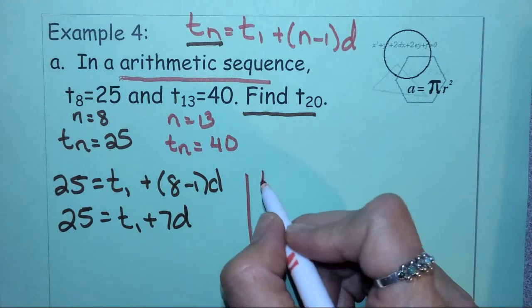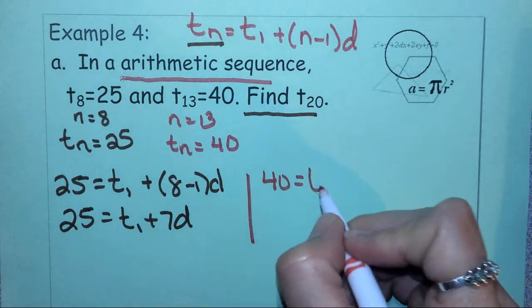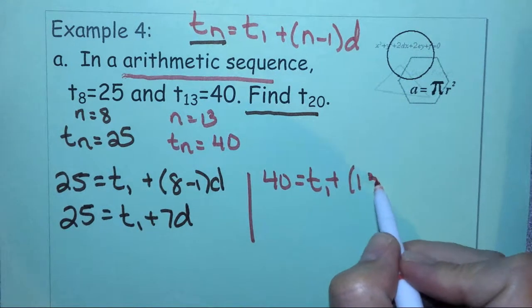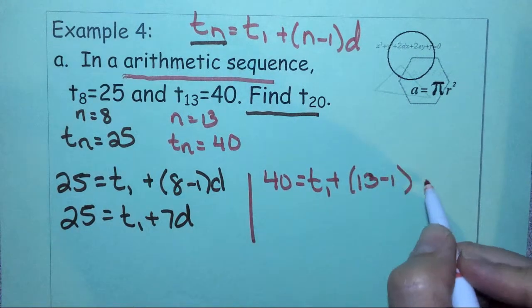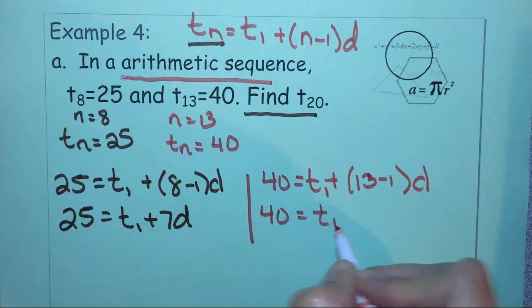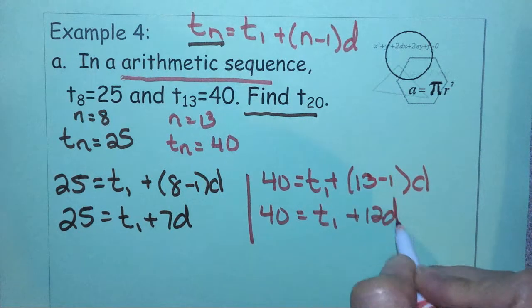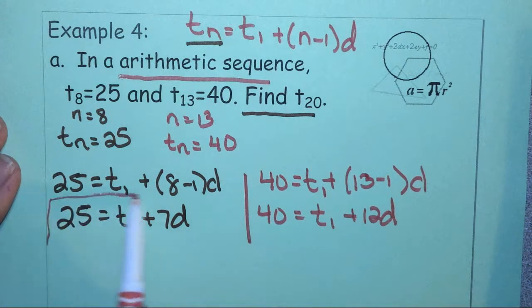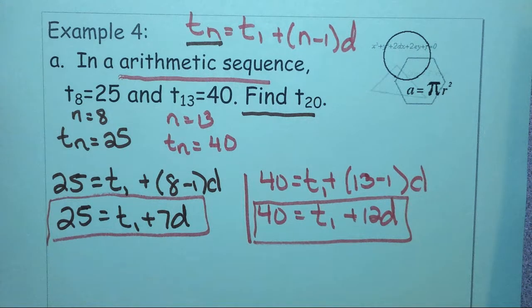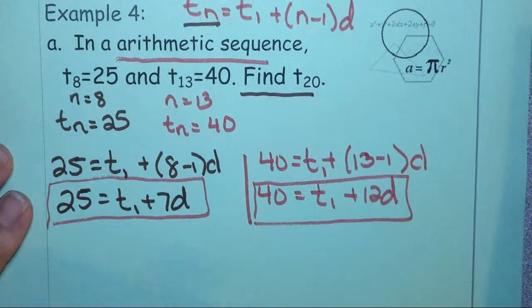Over here, I've got 40 equals T1 plus, this term right here is 13 minus 1 times D. So I'm going to simplify that, and I get T1 plus 12D. Alright, so what we have here is a good old-fashioned system of equations. To solve a system, we can do elimination and we can do substitution. After doing this with most of my classes, y'all are most comfortable with substitution.